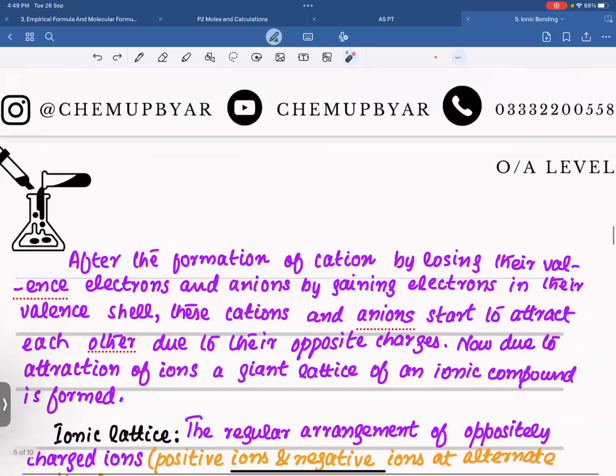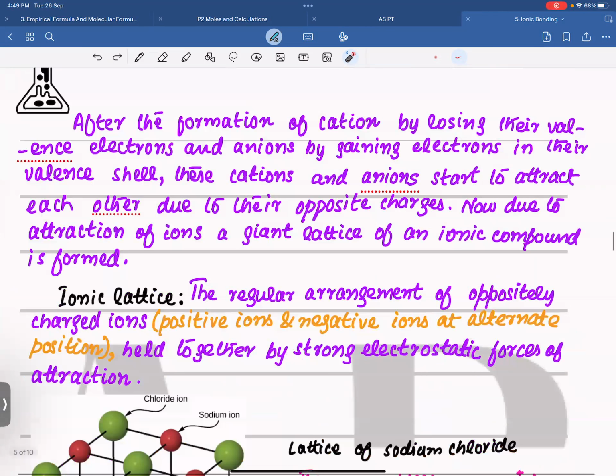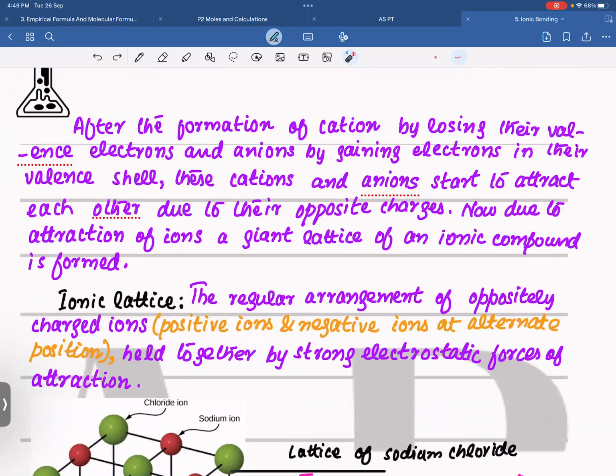Okay, so after these ions are formed, these ions start to attract each other. Why do they start to attract each other? Because they have opposite charges. So they start to attract each other, and as a result of this attraction, what will happen? There is a formation of a giant structure, which we call a giant lattice of an ionic compound.